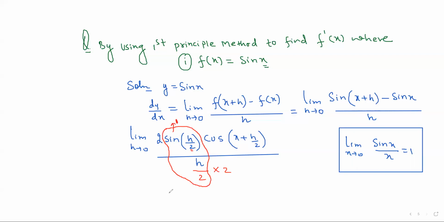So finally, limit h tending to 0, the 2 gets cancelled. Simply 1 into cos(x plus h/2), and h is tending towards 0, so you can consider this as 0. So finally this is equal to 1 into cos x. This is your answer. We used a very simple formula: limit x tending to 0, sin x by x is 1. Got it?